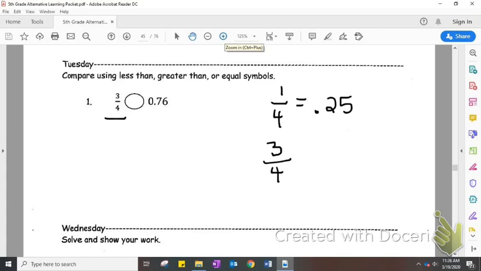If 1/4 is 25 hundredths, then 3/4 would be 25 hundredths times 3. You might be able to do this in your head. That would be pretty cool. There are 2 digits to the right of the decimal point in this first factor, so my product should have 2 digits to the right of the decimal point. 75 hundredths is the same as 3/4. Now I need to compare it to 76 hundredths, which you should hopefully be able to do.